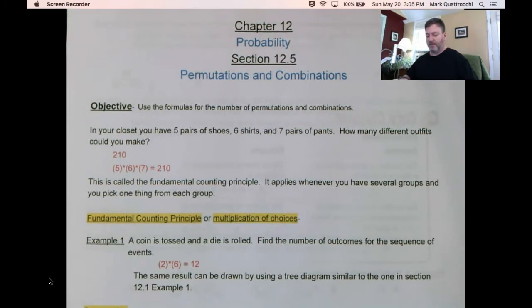Example 1's been done for you already. A coin is tossed and a die is rolled. Find the number of outcomes and sequence of events. That is multiplication of choices, 2 times 6 or 12. We found the same result back in section 12.1 when we wrote out a sample space and counted the answers.